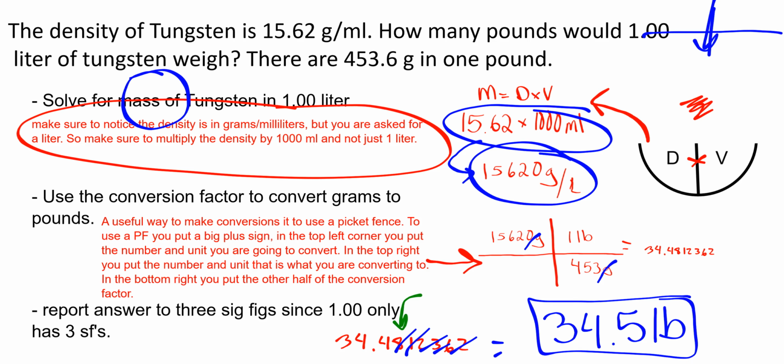That is the mass. Sorry, well, it's a weight technically. That is the weight of 1 liter of tungsten if its density is 15.62. All right, so once again, this is on your test, so please make sure that you have a good idea on how to do this.